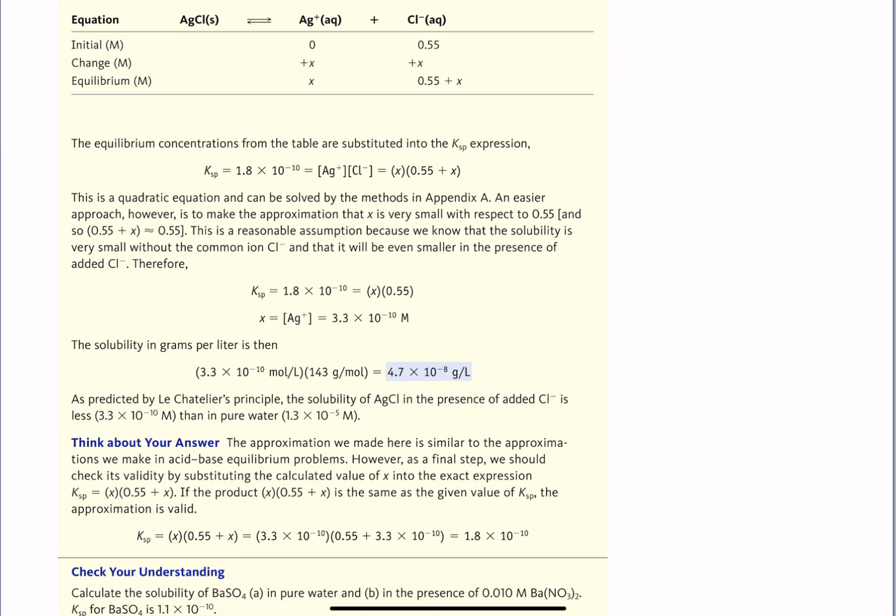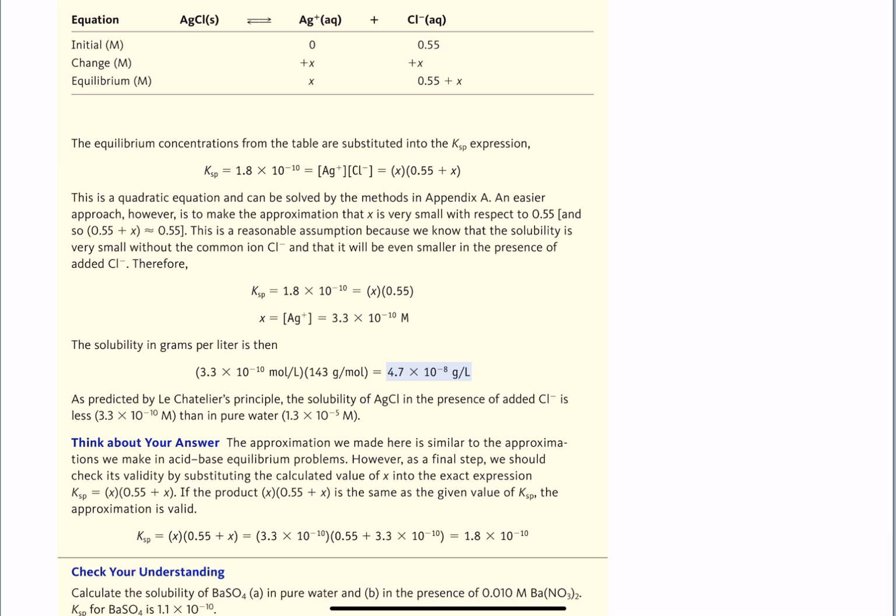Now we plug those numbers into our equilibrium expression, our KSP expression, and like before, we ask ourselves the question, can we ignore the plus X? Is X going to be so small that when you add or subtract it from the other number and round off to two significant digits, which is what we're pretty much limited to in these kinds of problems, will it show up or not?